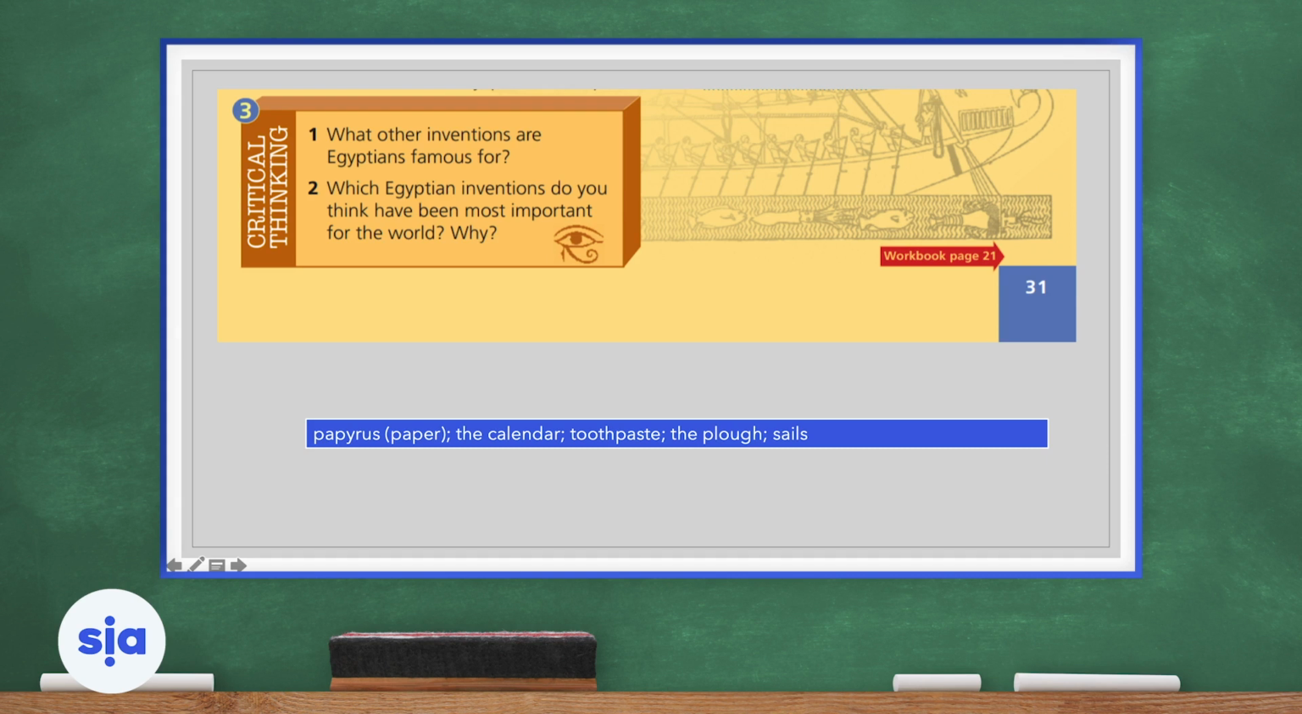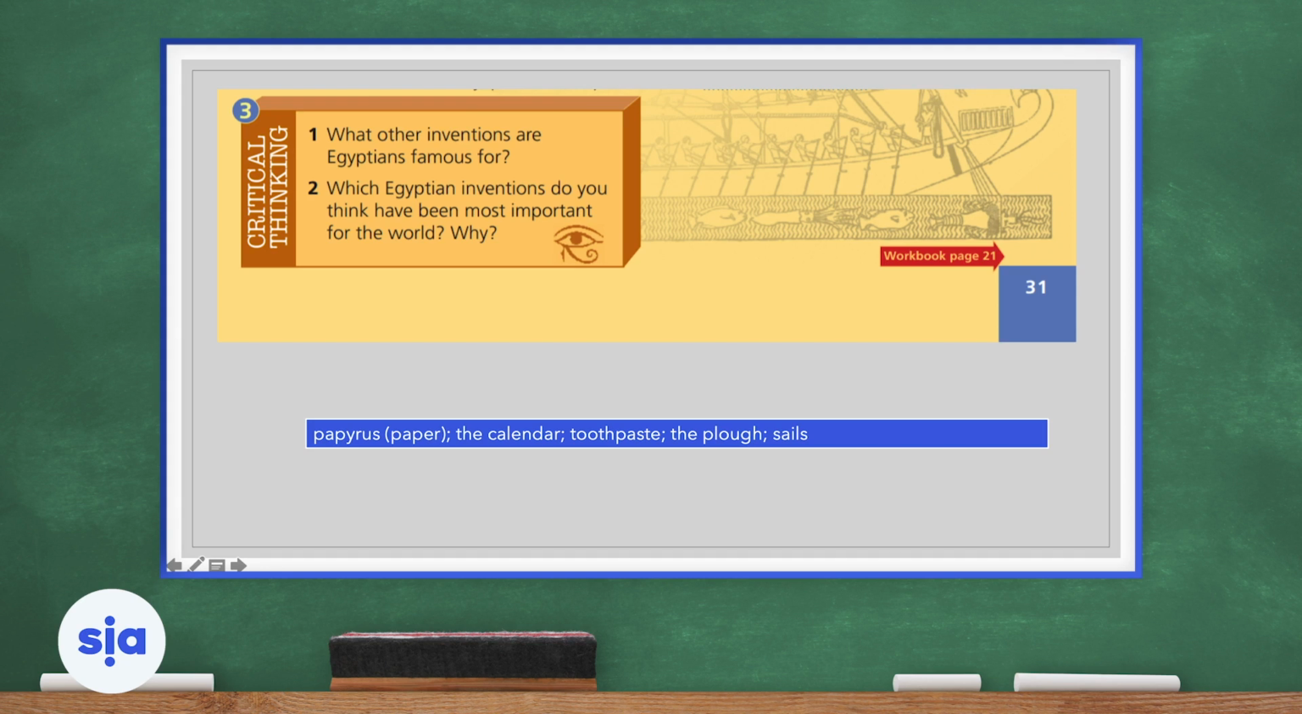Which Egyptian inventions do you think have been most important for the world and why? You tell me. In my opinion, I think the papyrus paper was important because people were not able to write on something except on rocks and on mountaintops sometimes, or even inside caves. So the papyrus paper allowed them to write on something that can be transported from one place to the other.